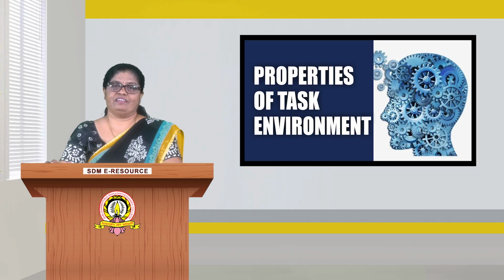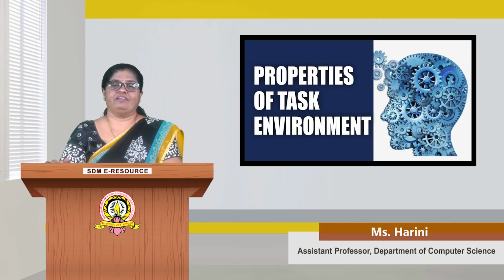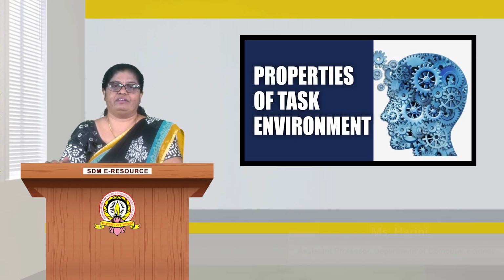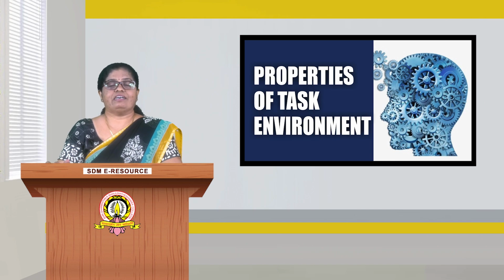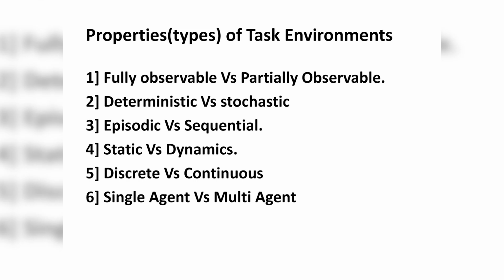Hello students, in this session we are going to learn about properties of task environment, or sometimes we call it types of task environment. There are 6 types of task environment. We know that task environment is the composition of performance measure, environment, actuators and sensors. Now let me tell you about the types of task environment. As I said, there are 6 types.